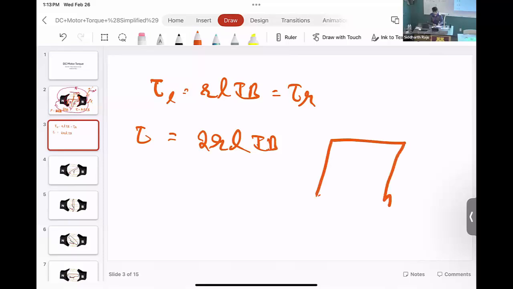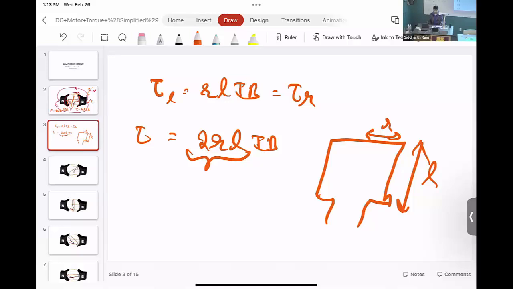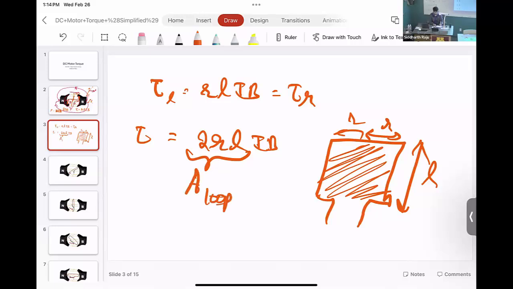And so this is our loop. This was our radius R. This was our length L. What is this term 2RL going to come out to for this loop? The loop area. So 2R is just going to be the total length, the diameter, so this is just going to be our loop area. So pretty straightforward: just the loop area times the current in the conductor times the magnetic field B. Right? So everybody clear so far?